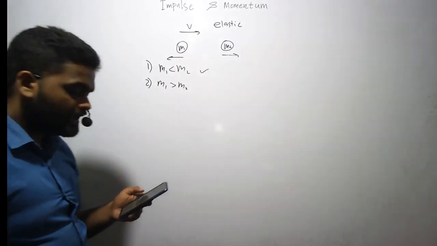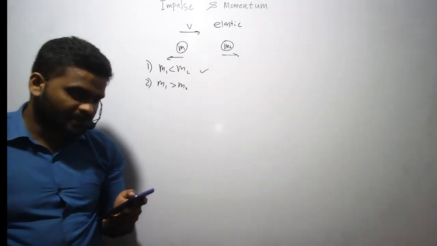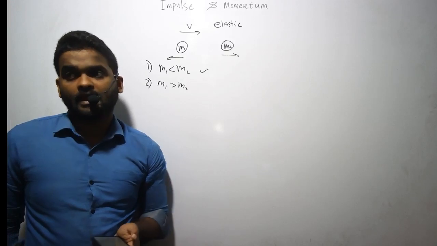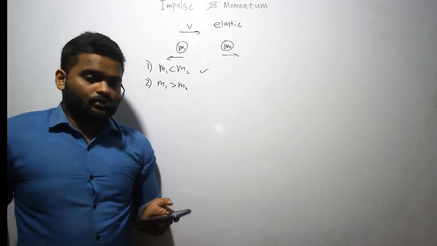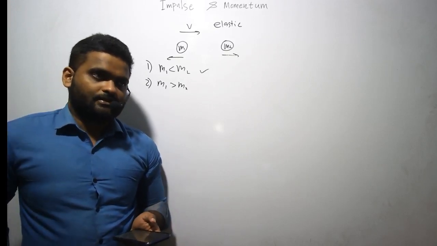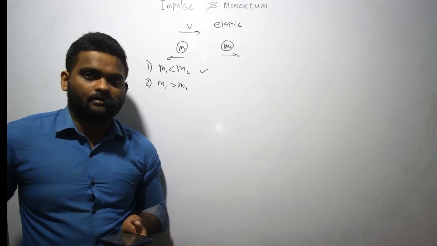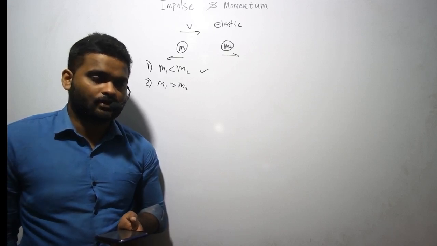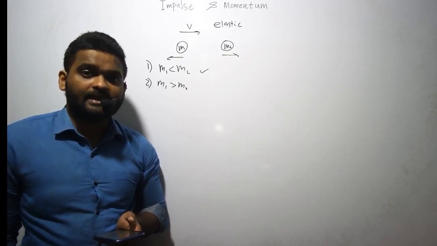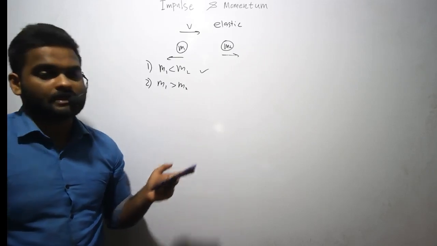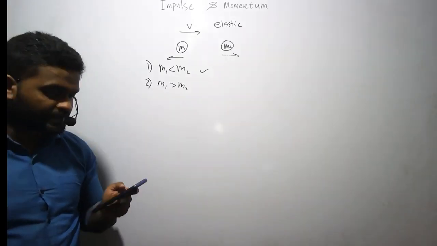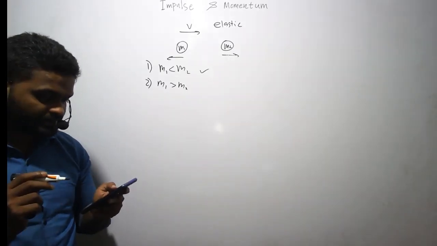Third one: m1 and m2 both move in the plus direction attached together. Whenever two objects attach after collision and move together, that is called a perfectly inelastic collision, not an elastic collision. So the incorrect answer should be the third one. So that is the answer.